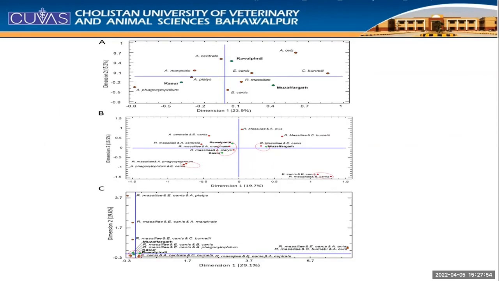The area-wise correlation was detected by MCA, multiple correspondence analysis, between the infection and geographic region. Here in this picture, you can see the green dot represents the area and the red dot represents the infection rate. Picture A represents the single infection, picture B represents the double infection, and picture C represents the triple infection of disease carrying single ticks.